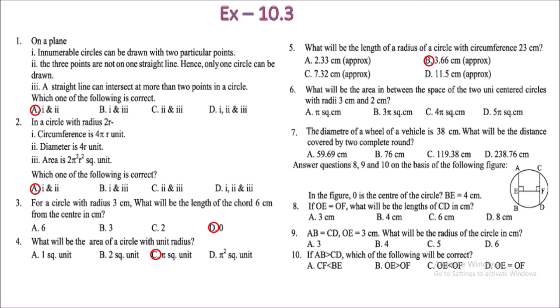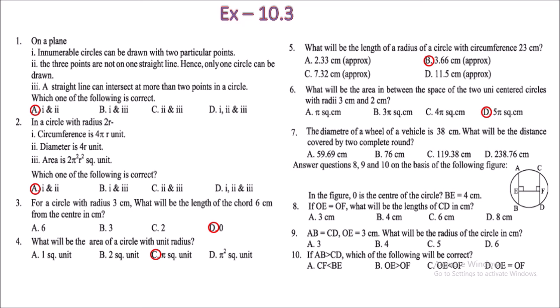Number 6. What will be the area between the space of the two concentric circles with radius 3 centimeter and 2 centimeter? If you find the area by 3 centimeter radius, it will be 9 pi square centimeter, and by radius of 2 centimeter, that area will be 4 pi square centimeter. So if you find their difference, you will get 5 pi square centimeter. That is the answer.